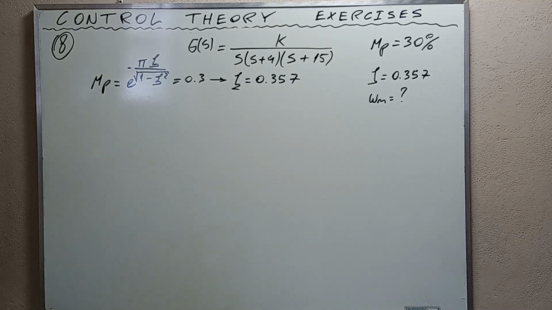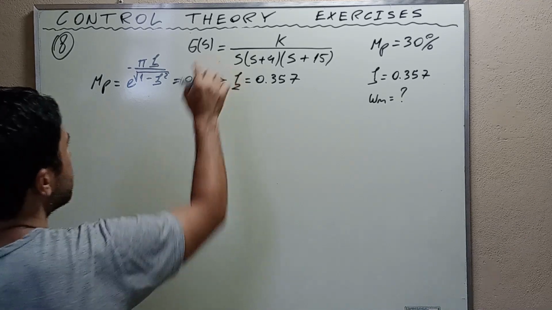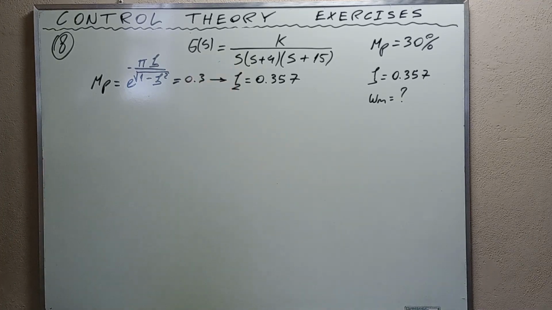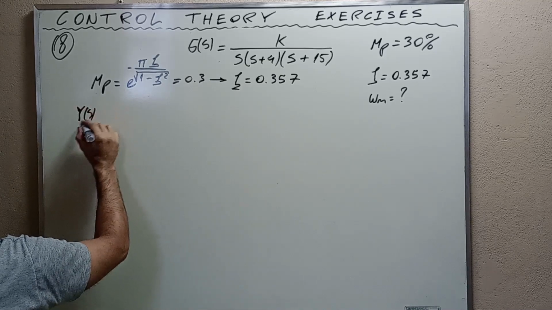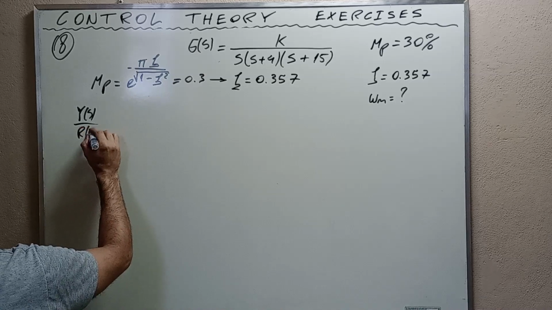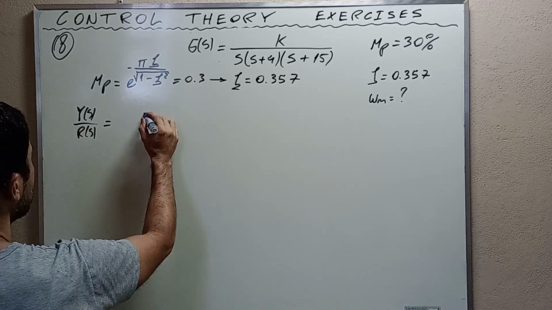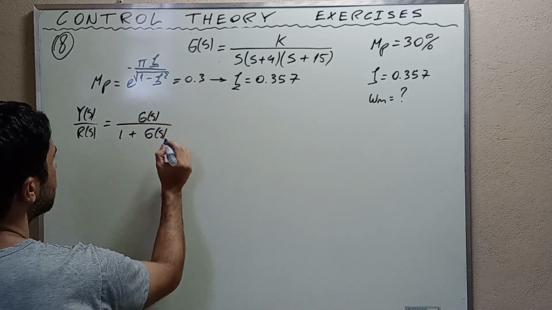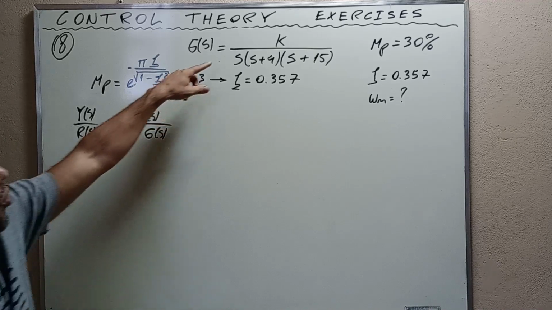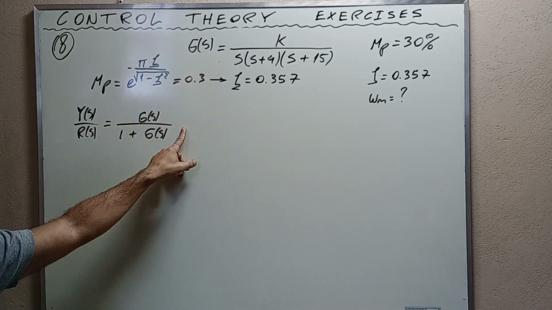The undamped natural frequency can be obtained using Routh's array. Alright, we are going to use Routh's array to obtain Wn. Consider the characteristic equation of the closed loop transfer function. This is the open loop transfer function. Let's calculate the closed loop transfer function. The closed loop transfer function, Y(s) over R(s), is equal to G(s) over 1 plus G(s), okay? We simply use this here, alright?